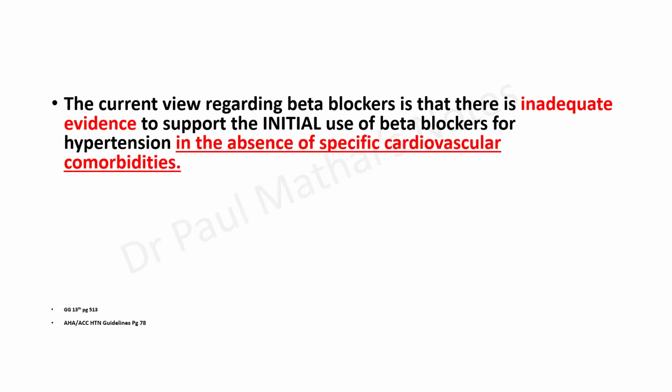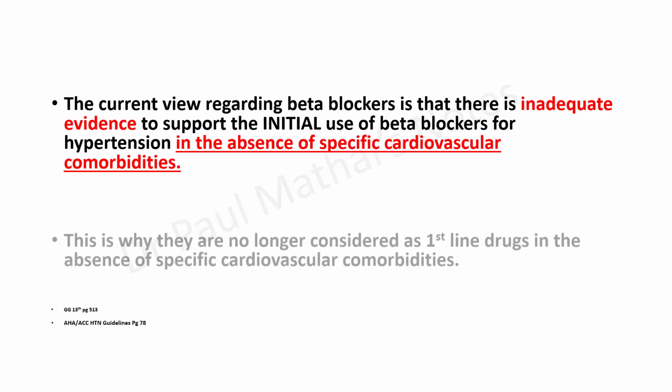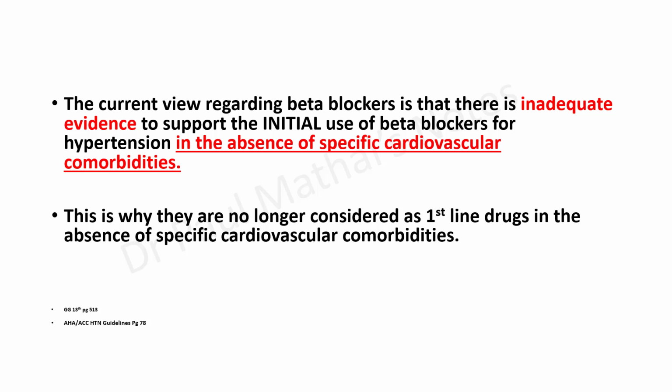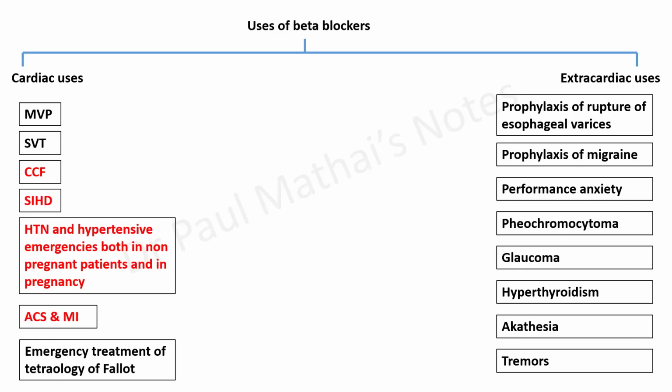The current view regarding beta blockers is that there is inadequate evidence to support the initial use of beta blockers for hypertension in the absence of specific cardiovascular comorbidities. This is why they are no longer considered as first-line drugs in the absence of specific cardiovascular comorbidities.